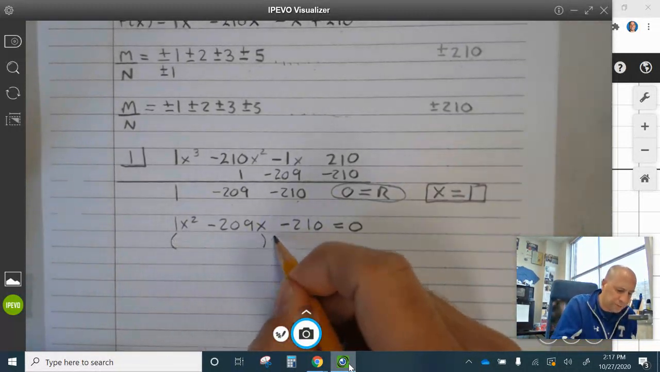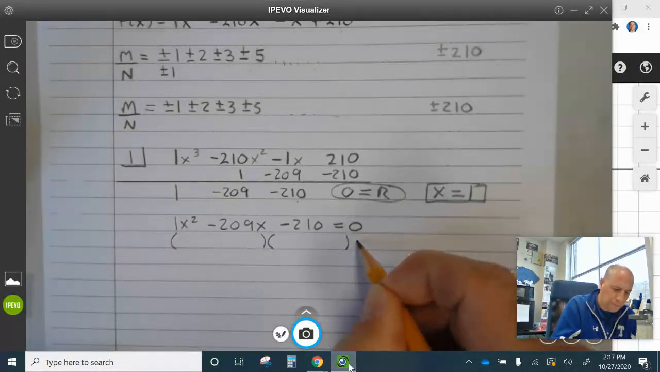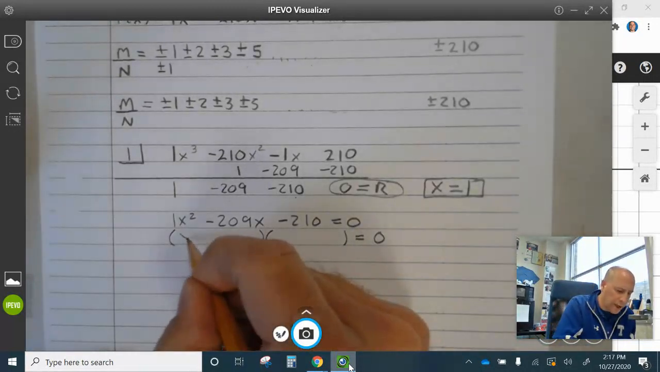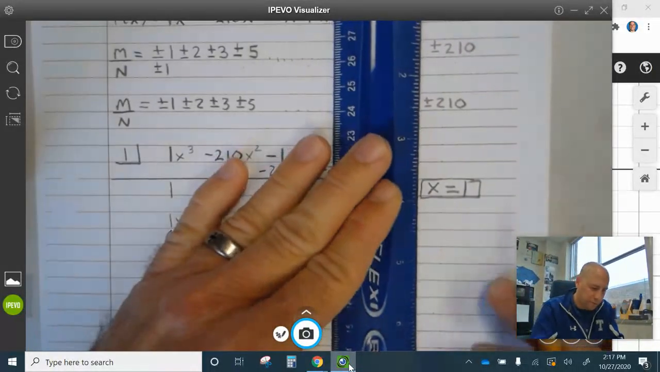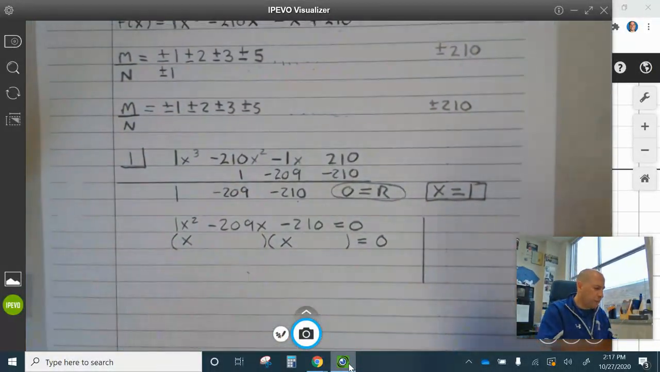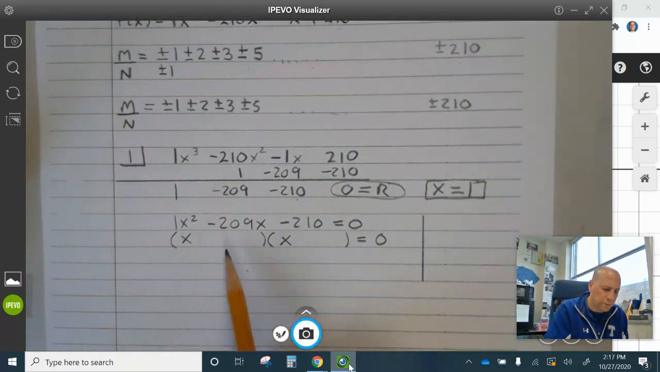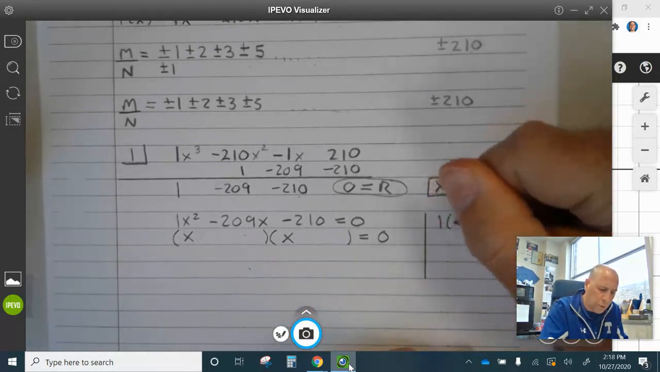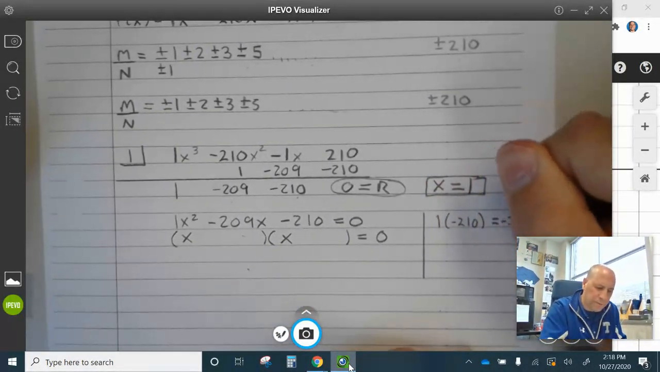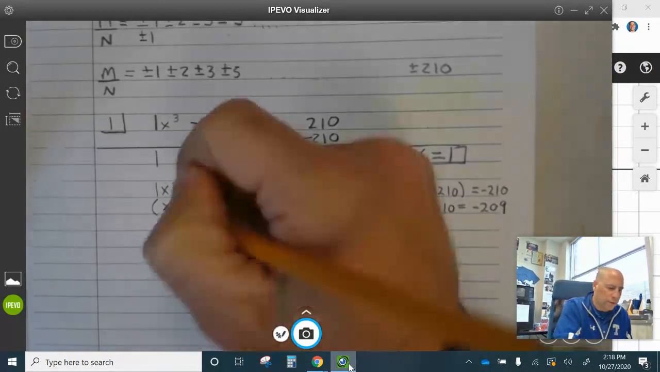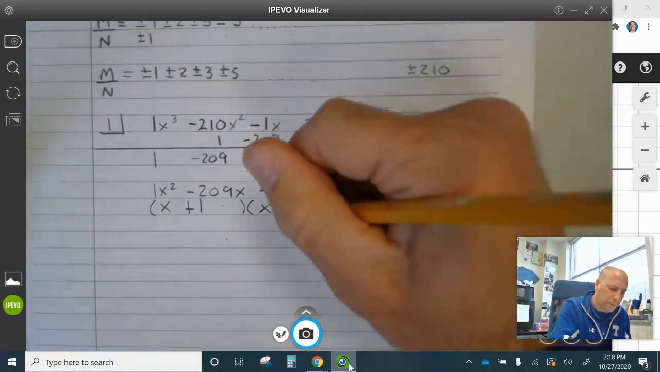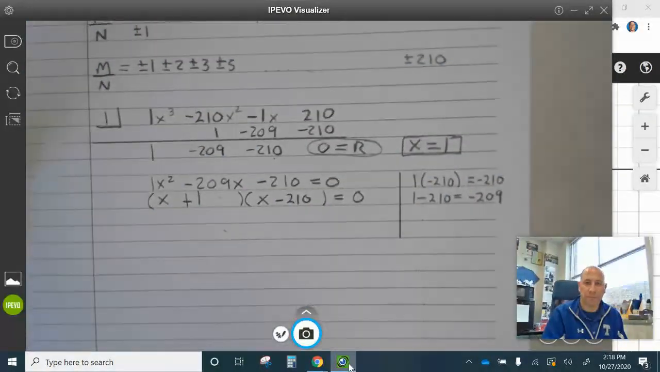Now we factor. We know 2 parentheses equals 0. We know that x times x makes x squared. Now we need to find all the combinations that multiply to give you negative 210 and combine to be negative 209. Well, let's start with 1. 1 times negative 210 is negative 210. 1 minus 210 is negative 209. So we have our factors, x plus 1 and x minus 210.